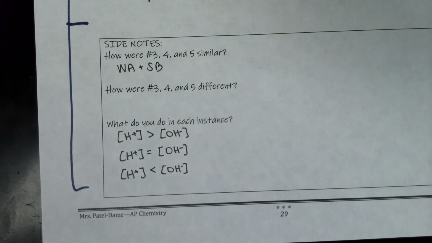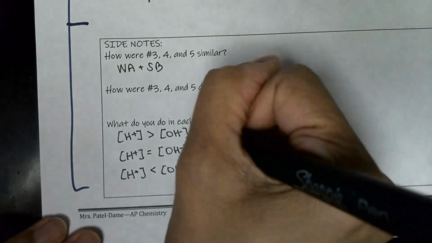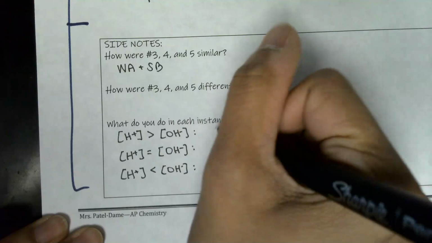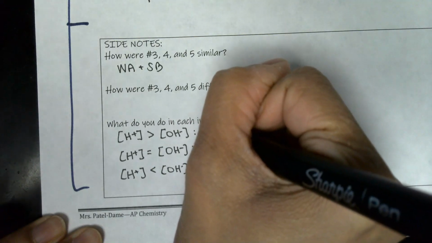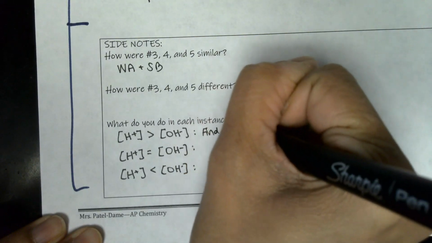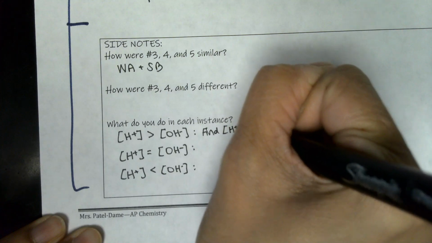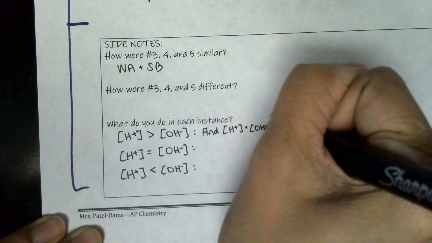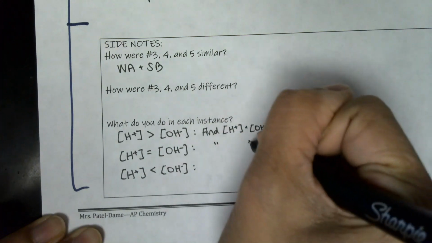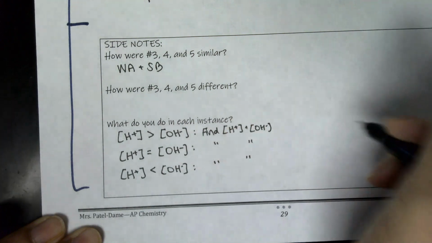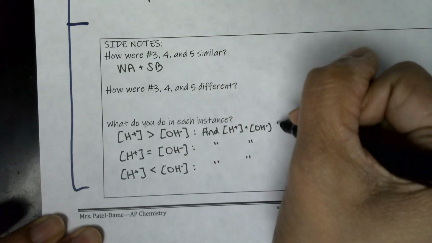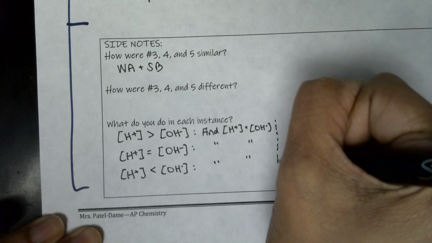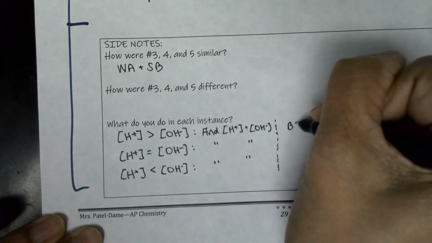All right, so what you would do in each instance. First of all, you have the same exact first steps. So we would find the concentration of H plus and OH minus for each one of these. Then your step 2 would be to do a BCA table.